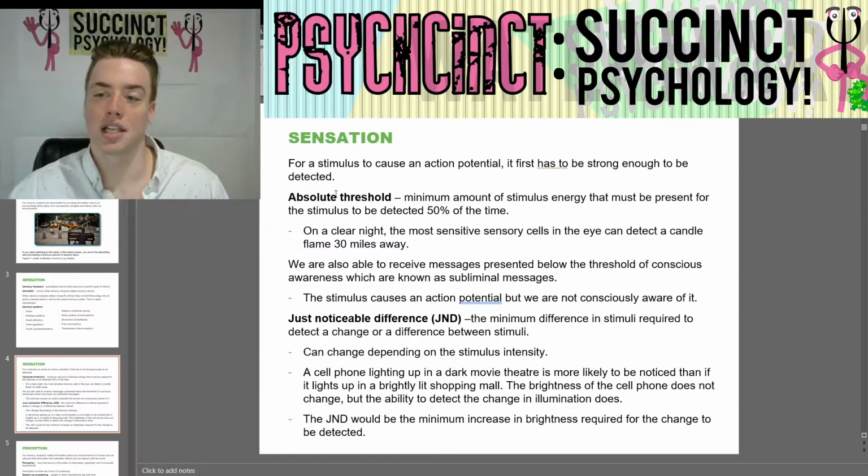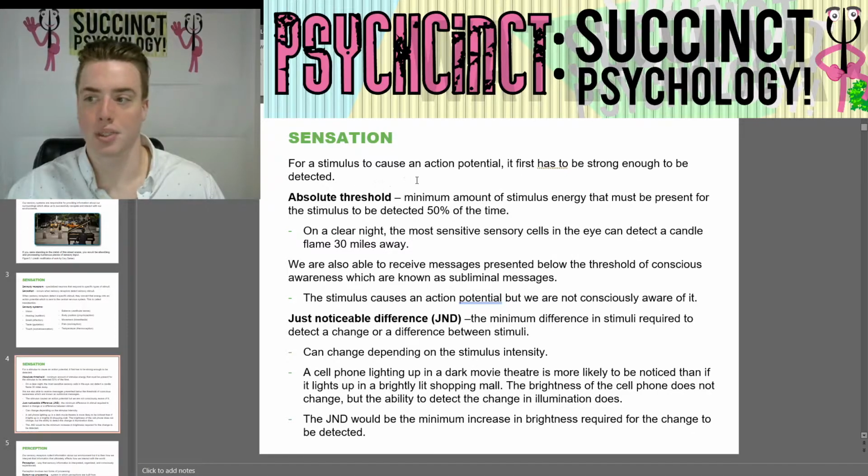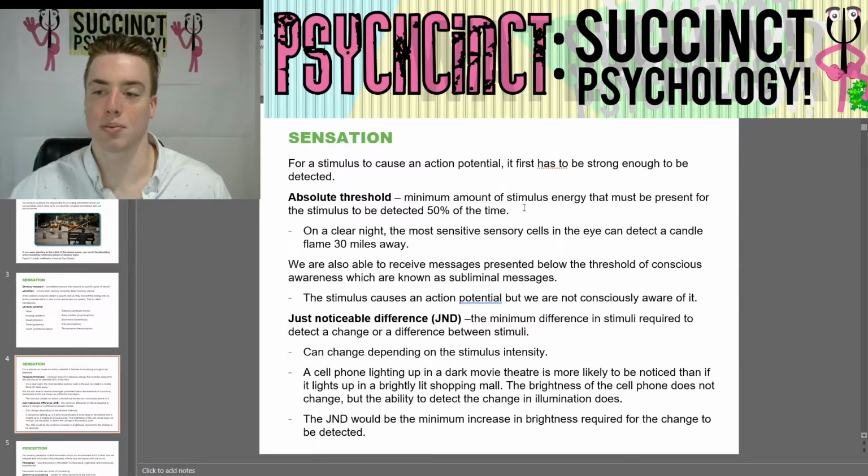So sensation. For a stimulus to cause an action potential, it first has to be strong enough to be detected. Now, an absolute threshold is the minimum amount of stimulus energy that must be present for the stimulus to be detected 50% of the time. So on a clear night, the most sensitive sensory cells in the eye can detect a candle flame 30 miles away, which is crazy to think about.